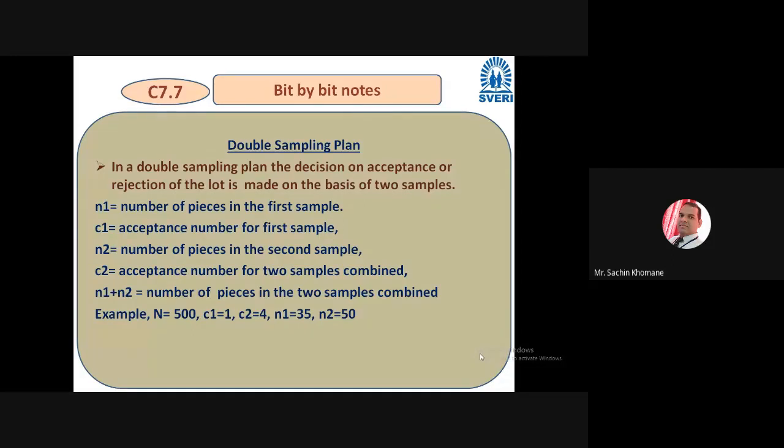Once you receive the lot of 500, what do you have to do? You have to take 35 components and start checking their quality continuously. If you find one defect, no problem, the lot is accepted. If it goes beyond that, the lot is rejected. C1 value may be anything, you can decide it. C1 may be 2, 3, 4. As N increases, n1 also increases, and then C1 also increases. So this is a double sampling plan. Simple thing, you have to check twice.